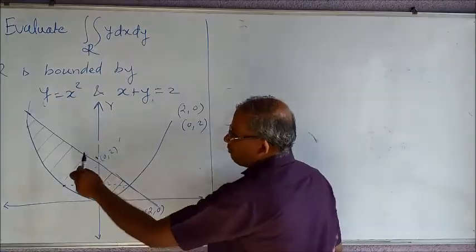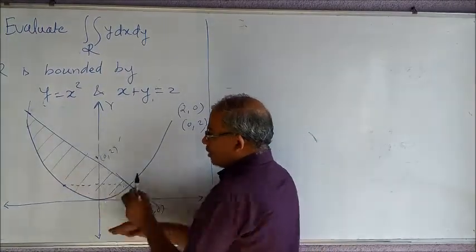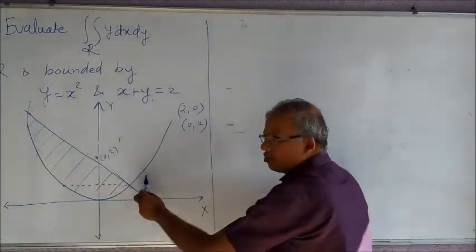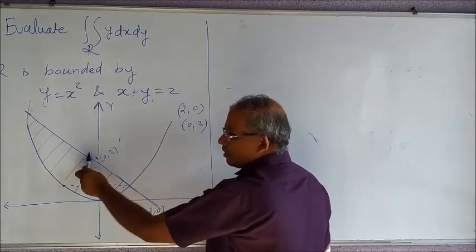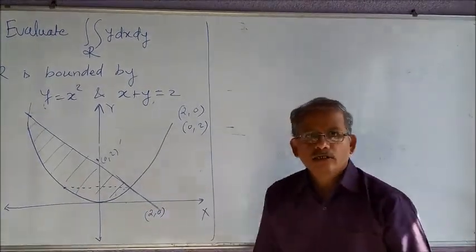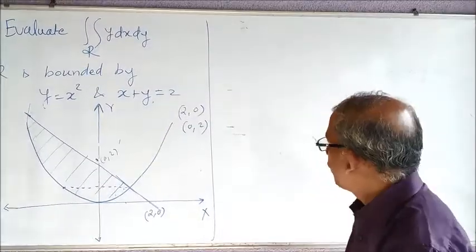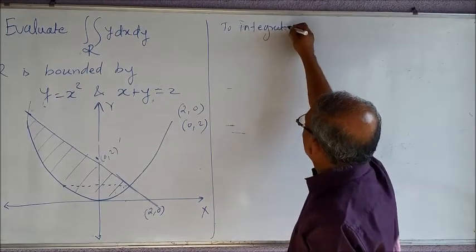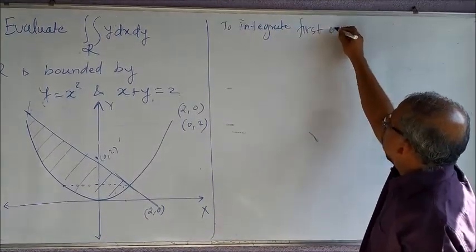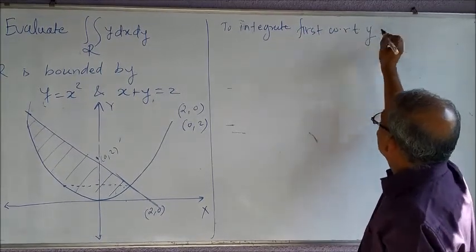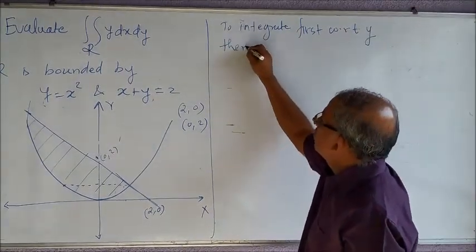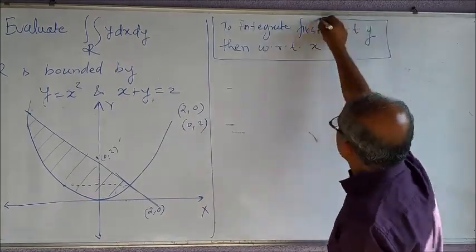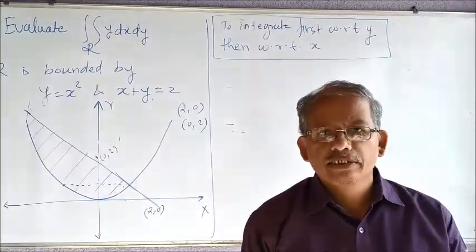So this we have decided by looking at the region. If I keep my pen like this, at lower side it intersects parabola throughout the region, and at upper side it intersects the line. So we will do with that. So we have decided to integrate first with respect to y, then with respect to x. This is just for our information, that we have decided like this.